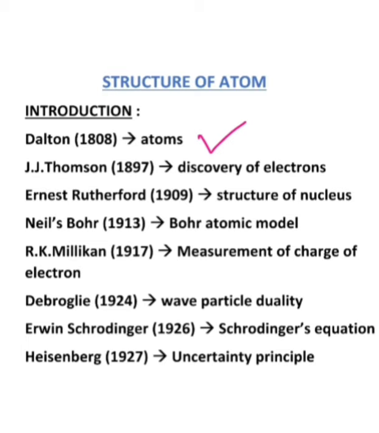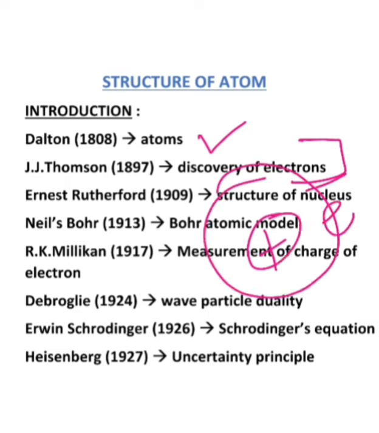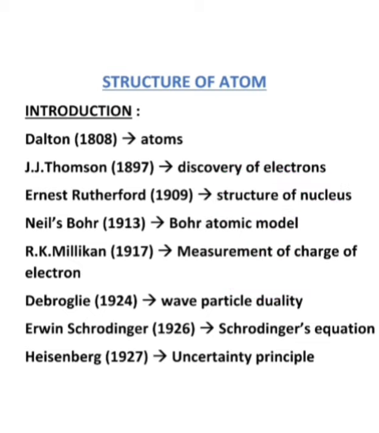In the year 1897, J.J. Thomson put forward the discovery of the electron. He gave the concept of electrons. In 1909, Rutherford gave us the concept of nucleus. So you can imagine, in 1897, there was no concept of nucleus. Now when you think of an atom, you imagine a nucleus surrounded by electrons. But till the year 1909, the structure of nucleus was not known to us.